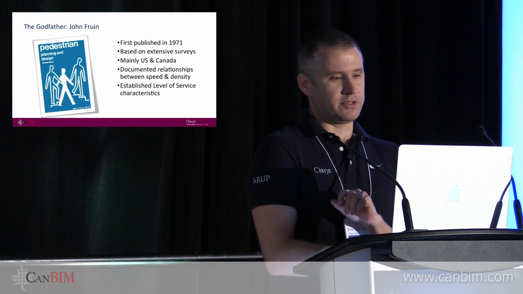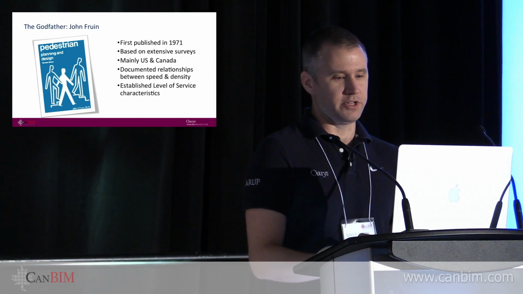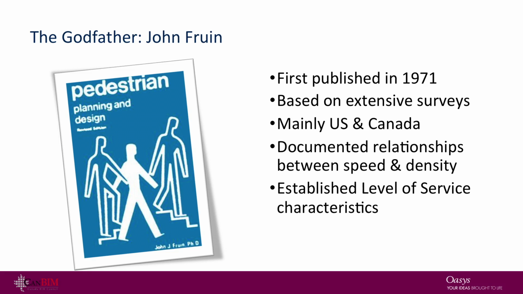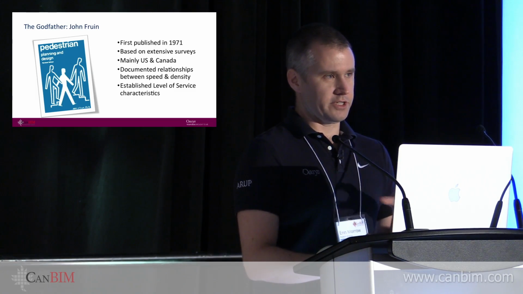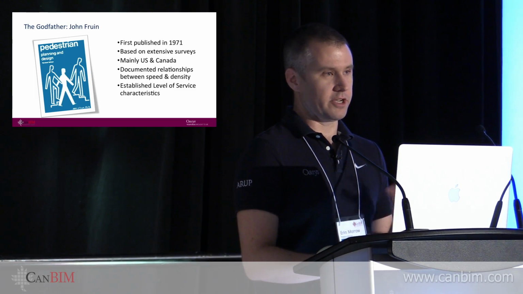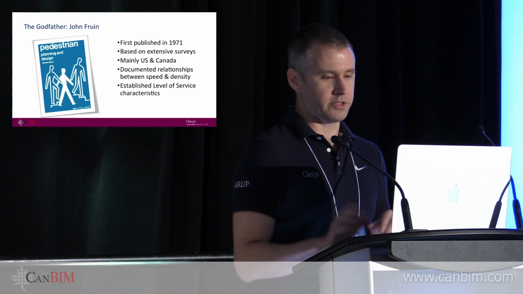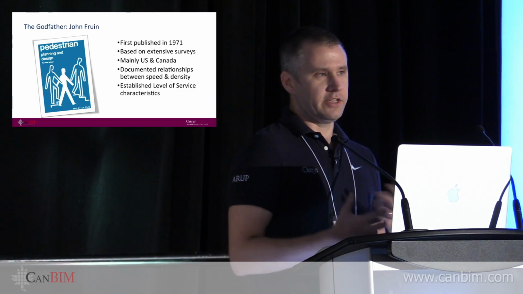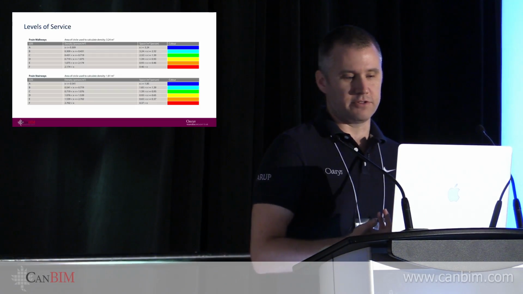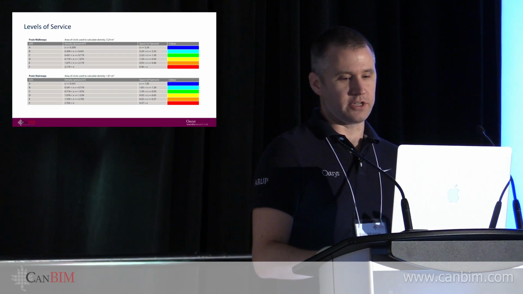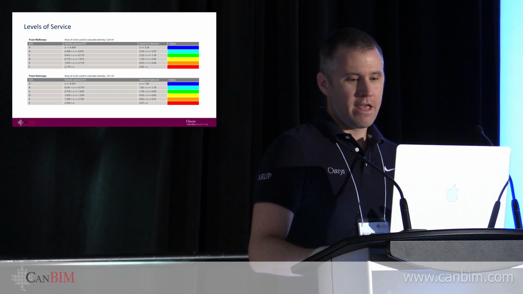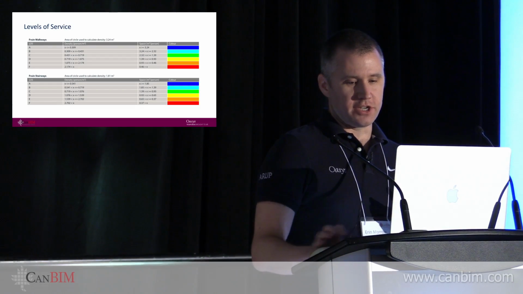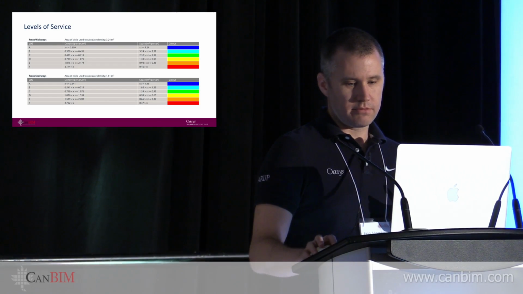Back in 1971, there was a gentleman named John Fruin who did his PhD on the characteristics of people moving through spaces. He was particularly interested in the area around the World Trade Center and the Port Authority bus terminal, but he also did some of his survey work here in Toronto and some in Montreal as well. And he established what we refer to as levels of service, the sort of characteristics by which we judge the comfort of space.